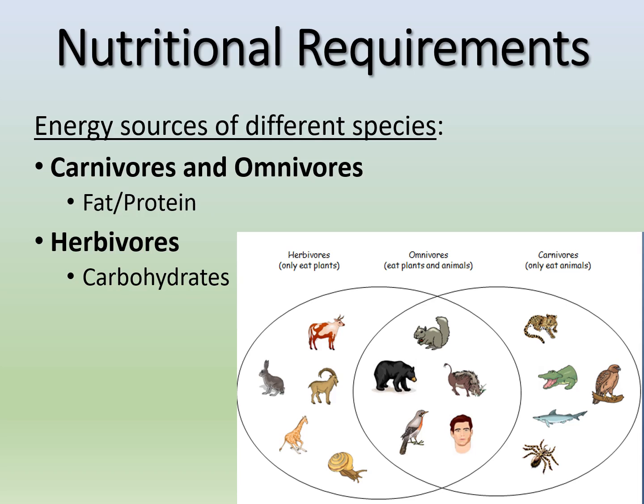Now our omnivores can definitely use carbohydrates as well, so they're kind of the in-between, right? They can use all sources for energy. So that's where the diets come into play: what energy source is best for that species, and what kind of animal they are and what they eat.